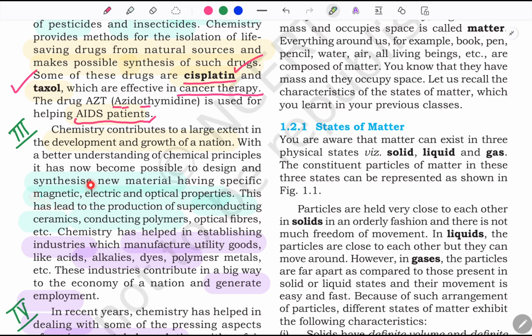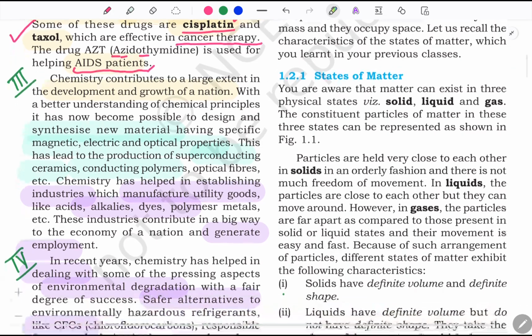For example, you want to synthesize a diamagnetic or a paramagnetic substance, you want to synthesize an electrical insulator or a good conductor or a superconductor. Similarly, in optical properties, you want optically active or optically inactive kind of substances. So you can use all this knowledge of chemistry for production of substances of desired choice. The example we have been given here is production of superconducting ceramics, conducting polymers, optical fibers, etc. So, at least one example would suffice.